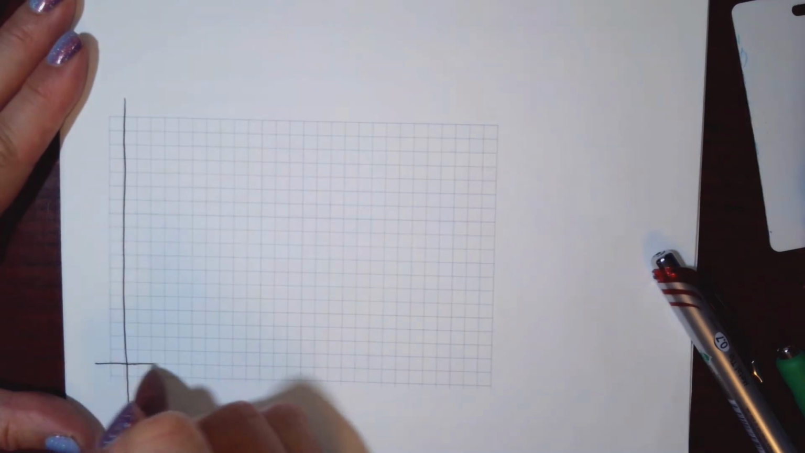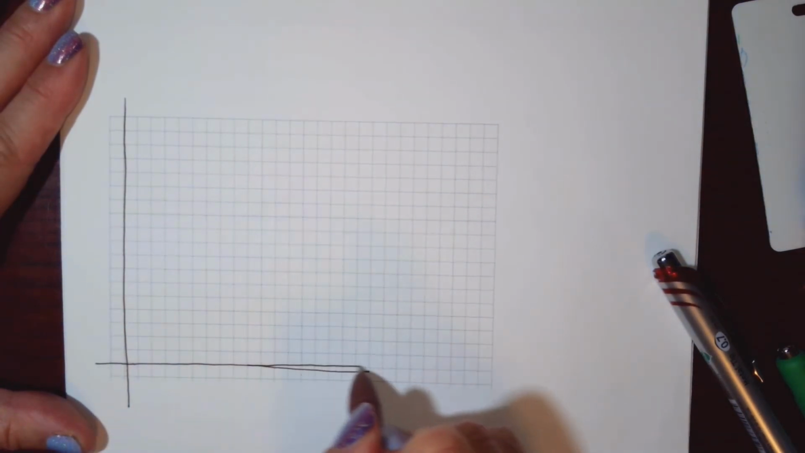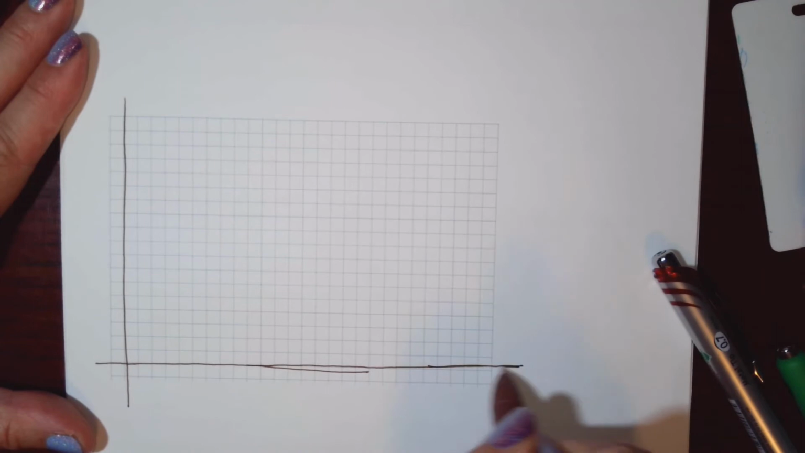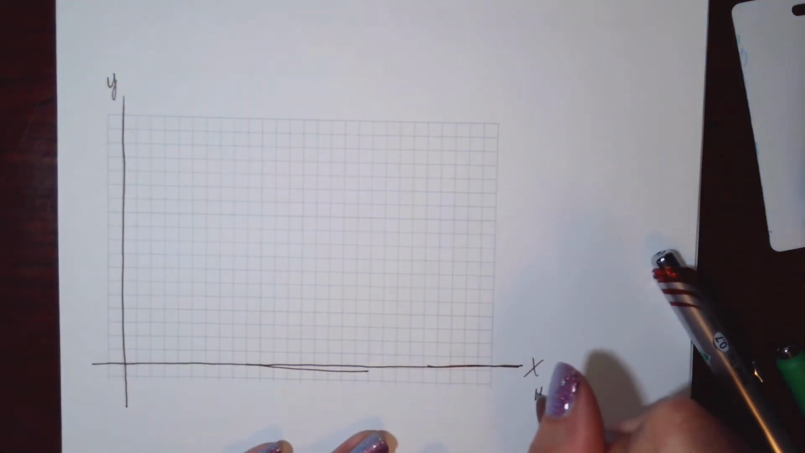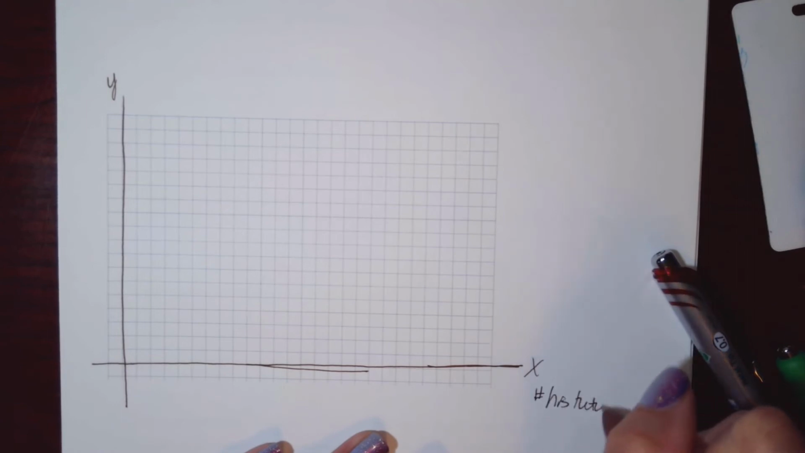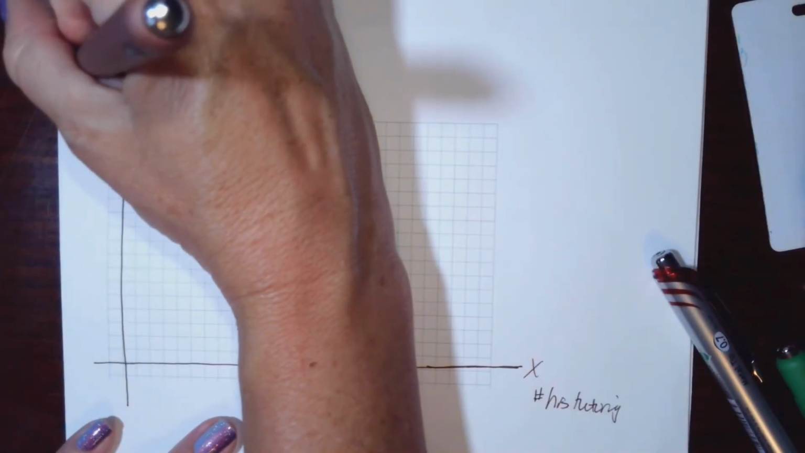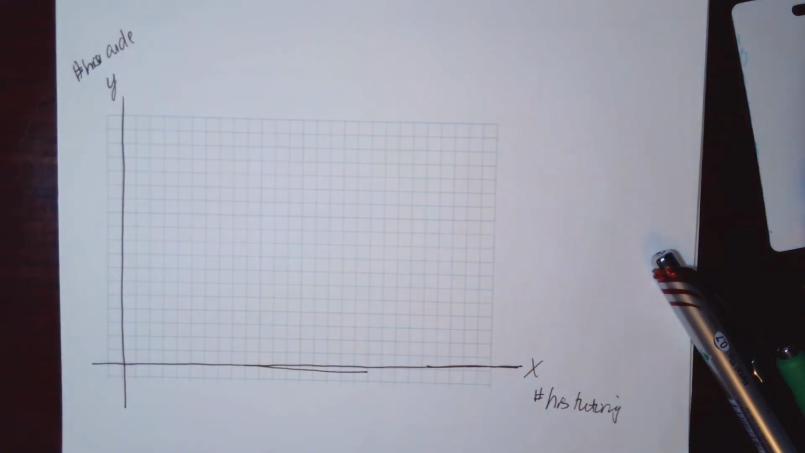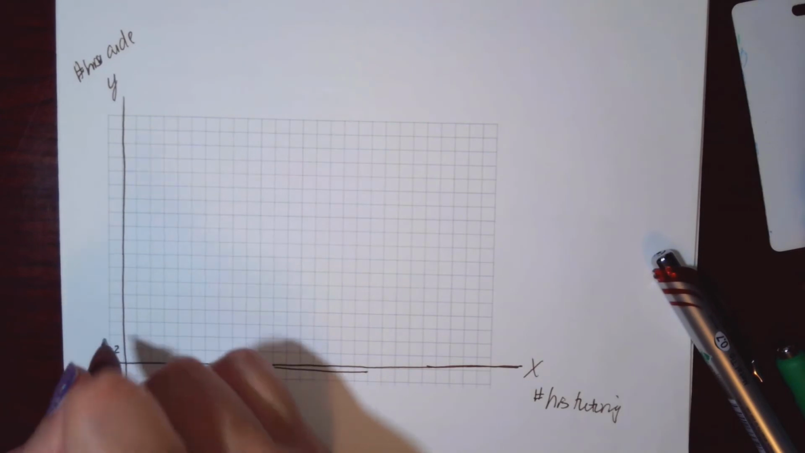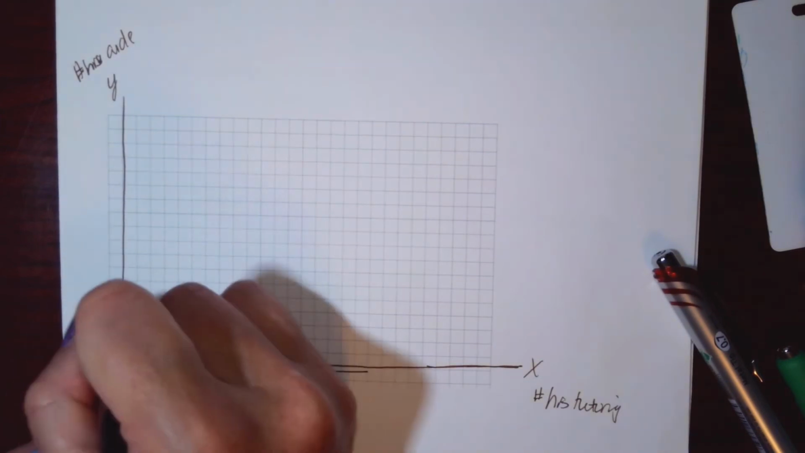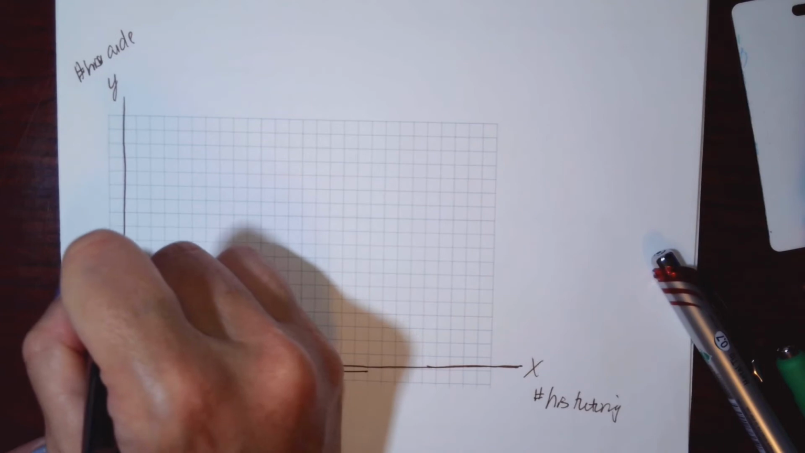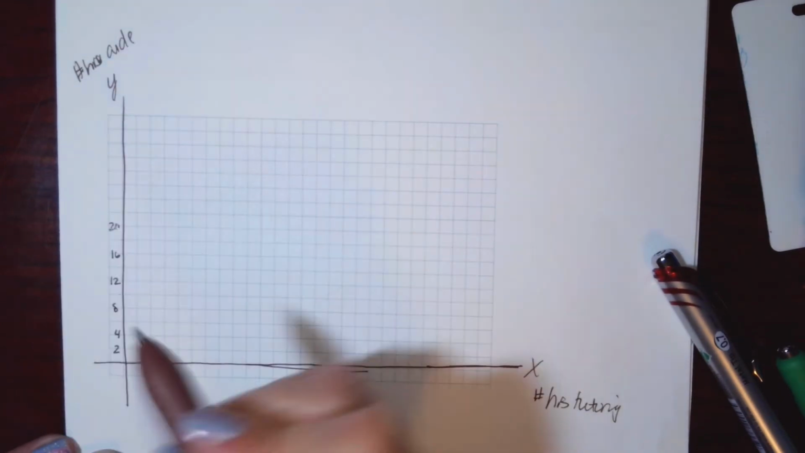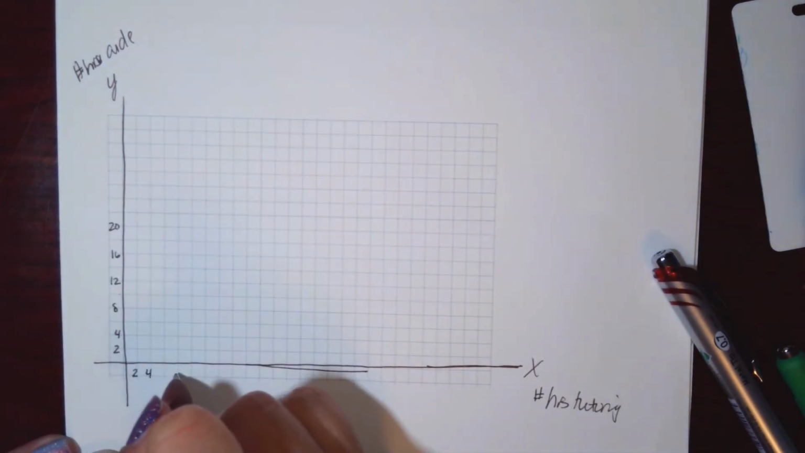So go ahead and set up your X and Y axes. If you drop it in a little bit, it lets you have a way to number things. So here's X, here's Y. X is going to be the number of hours tutoring. Y is the number of hours as an aide. And if we count by 2s, this is going to be 2, 4, 6, 8, 10, 12, 14, 16, 18, 20. Same across the x-axis.